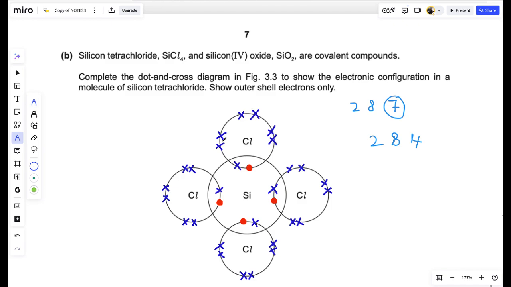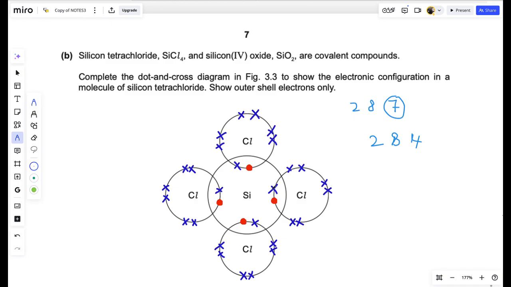Now the same happens to chlorine and silicon from this side. 7 chlorine, 1 silicon, because silicon has 4 in the outermost shell. 1 shared with this atom, 1 shared with this atom, 1 shared with this atom. These are the 4: 1, 2, 3, 4. Then each of the chlorine shares their 7th one with the silicon. So if you now look at every bond, this one is complete 8, even the silicon is now complete 8.